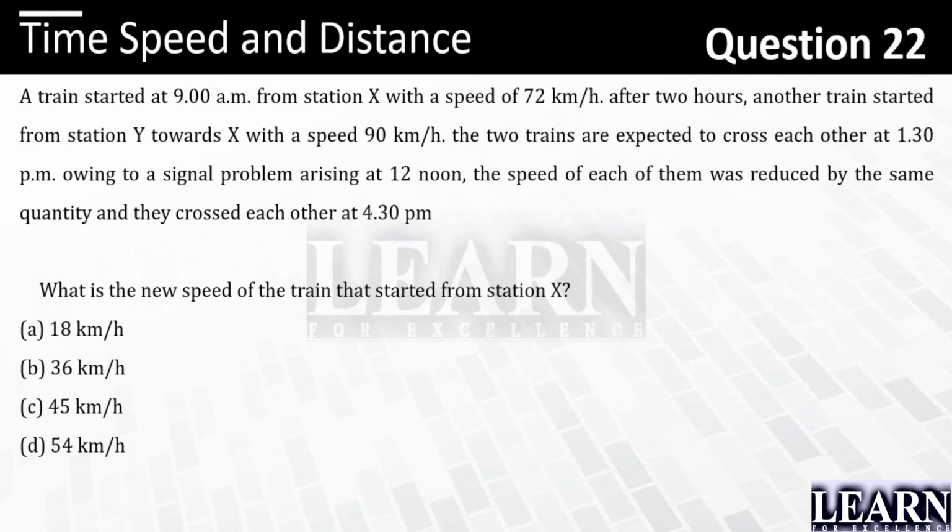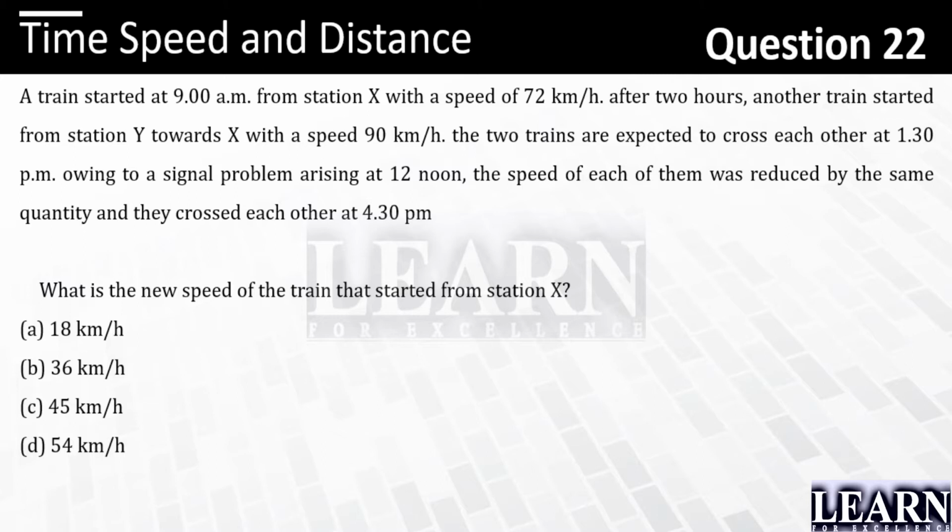Let's have a look at the question. A train started at 9 a.m. from station X with a speed of 72 km per hour. After 2 hours, another train started from station Y towards X with a speed of 90 km per hour. The two trains are expected to cross each other at 1:30 p.m.